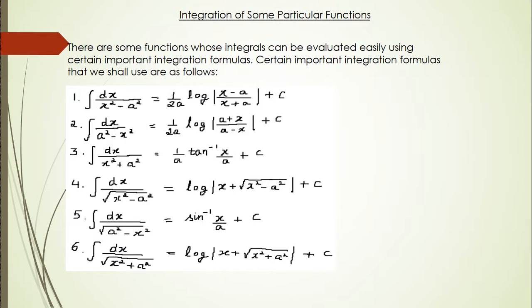The integration formulas that we will use here are as follows. The first one is integration of dx by x square minus a square is equal to 1 by 2a log of modulus x minus a divided by x plus a plus c. The second one is integration of dx divided by a square minus x square is equal to 1 by 2a log of modulus a plus x divided by a minus x plus c.